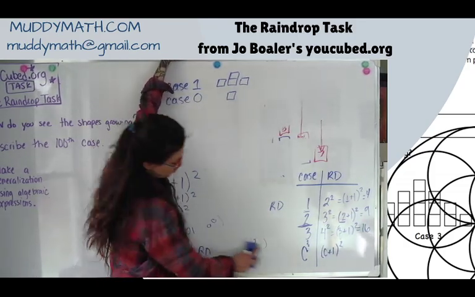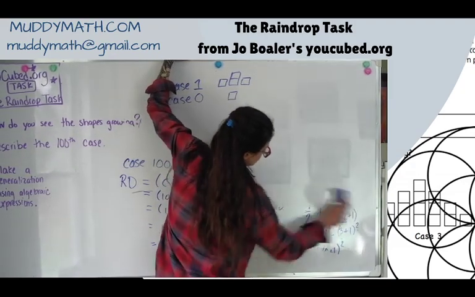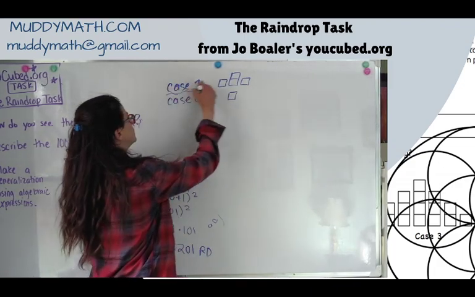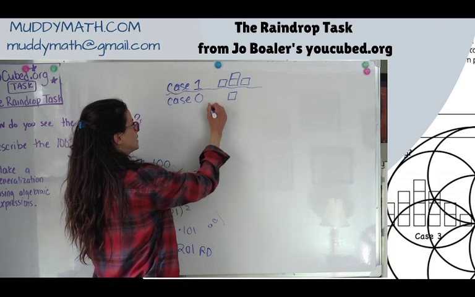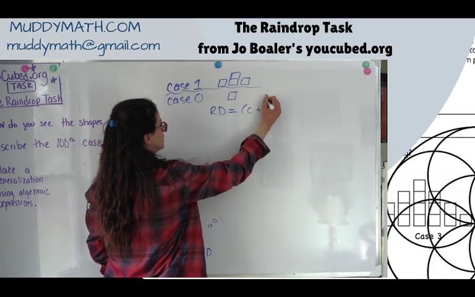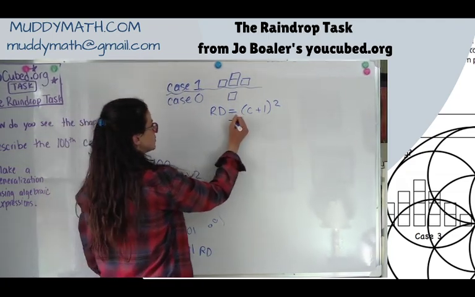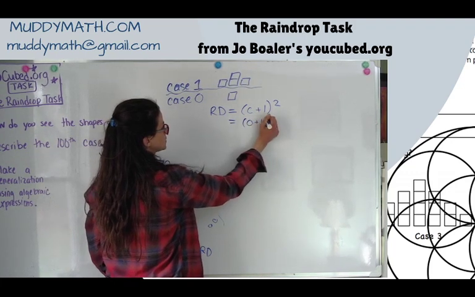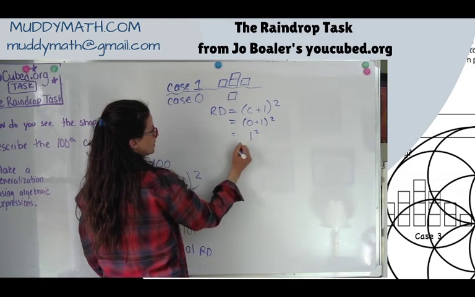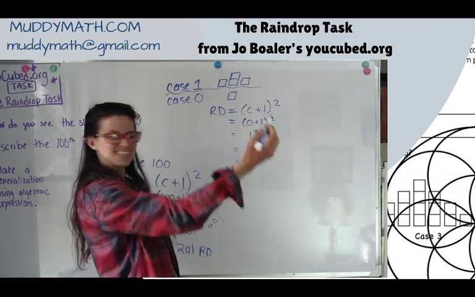While I'm erasing, why don't you try on your own? So we have that the raindrops equals the case plus 1 squared. The case here is case 0, 0 plus 1 squared. In the parentheses, we simplify 0 plus 1, we get 1 squared. 1 times 1 is 1. Does it work? It does work.